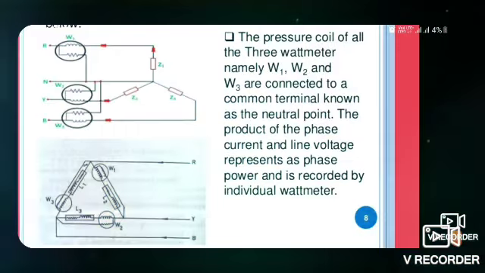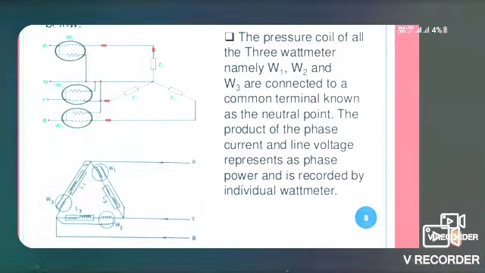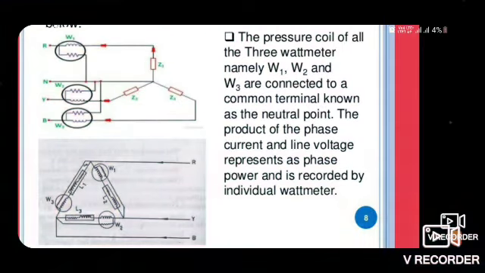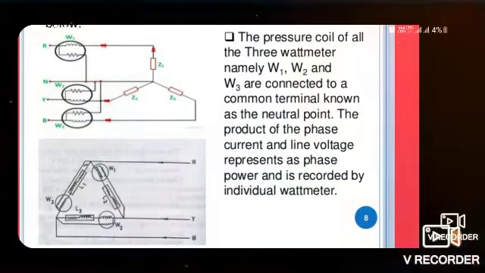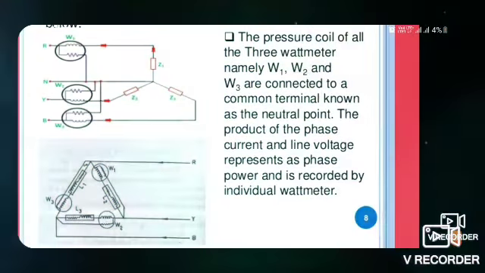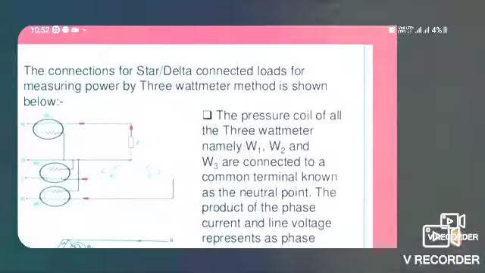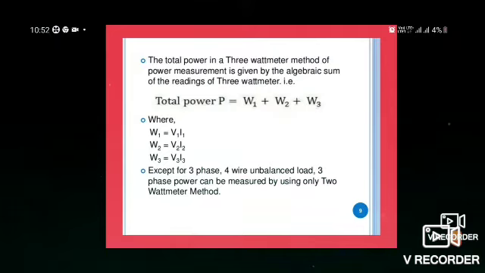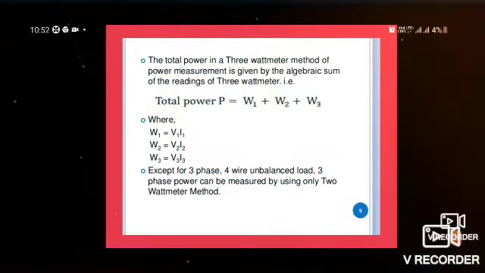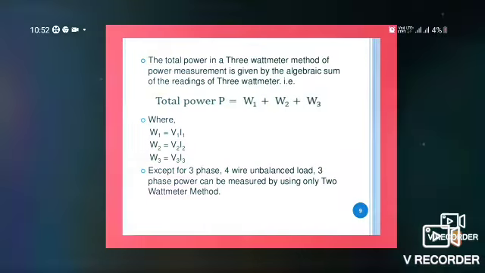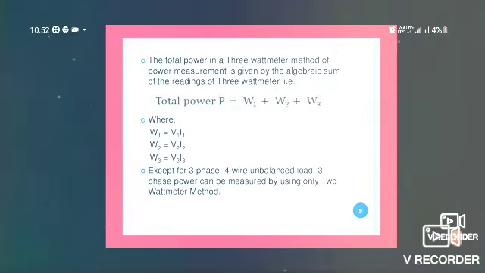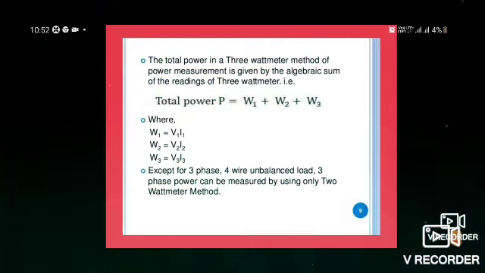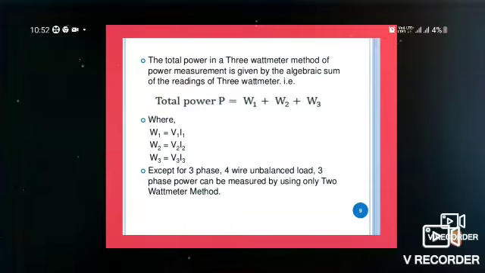Each phase power will be measured by each wattmeter separately. The pressure coils of all the 3 wattmeters are connected to a common terminal known as the neutral point. The product of the phase current and line voltage represents the phase power and is recorded by the individual wattmeter. Therefore, the total power in the 3 wattmeter method of power measurement is given by the algebraic sum of the readings of the 3 wattmeters, that is power equals W1 plus W2 plus W3, where W1 is V1 I1, W2 is V2 I2 and W3 is V3 I3.